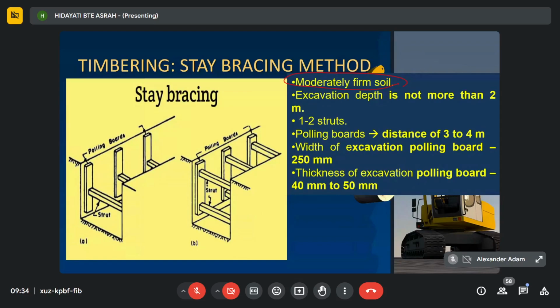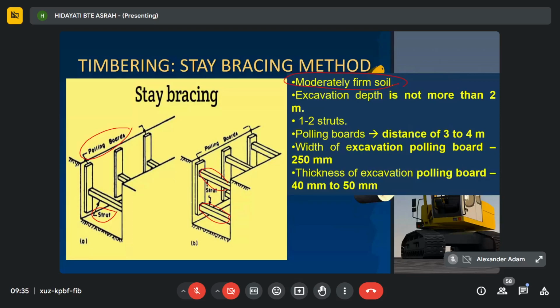If you see from this figure, this is the polling board. The polling boards are placed on the side of the trench, of course in contact with the soil, and kept in position with 1 or 2 struts. This is the strut. Figure A has only 1 strut. In Figure B, you can see there are 2 struts. So you can arrange the stay bracing design with either 1 strut or 2 struts. The strut keeps the polling board in position.